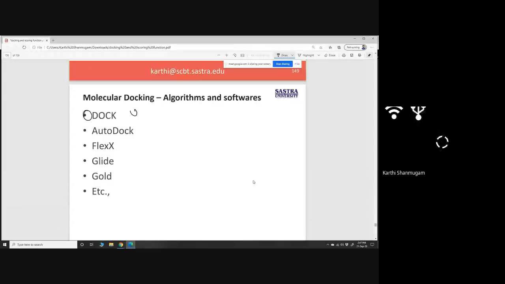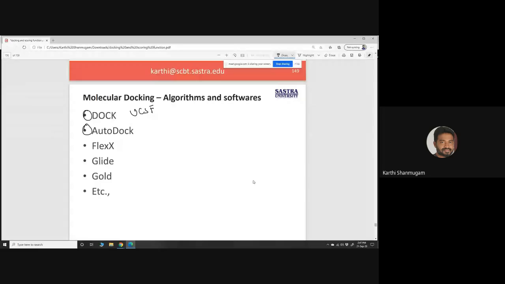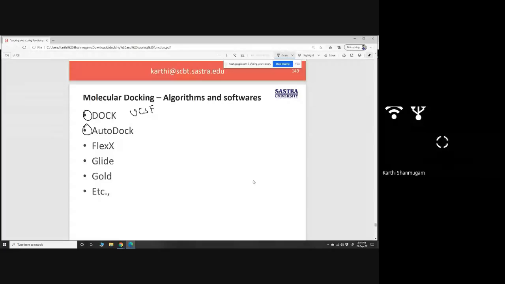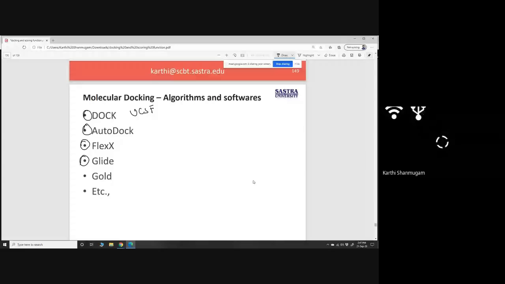Coming to examples of docking algorithms, we have a program called UCSF DOCK. It's a very famous docking algorithm program. We have AutoDock. Almost everyone may have already used it, or heard about it. A very commonly used docking algorithm. We also have FlexX. We have Glide. We have a license for this.